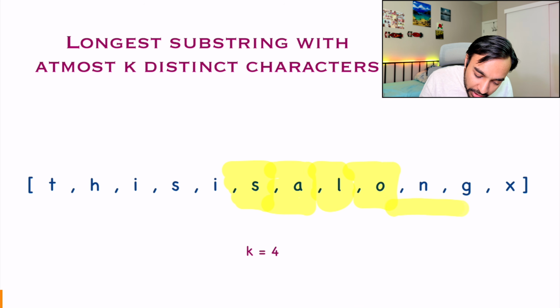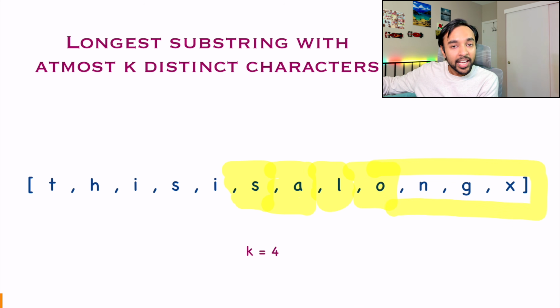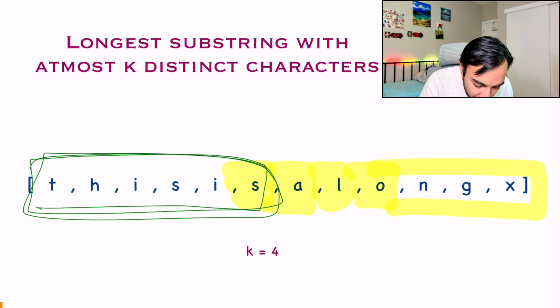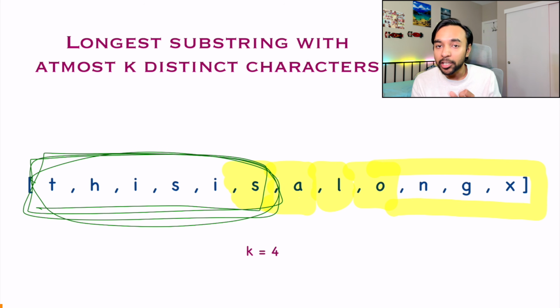Similarly, you will keep on scanning your entire string and that will cover every element. But you have already found out that the longest string with at most 4 distinct characters is this particular substring. You might have guessed it. The problem statement is actually the same.